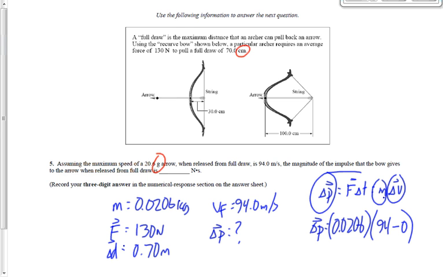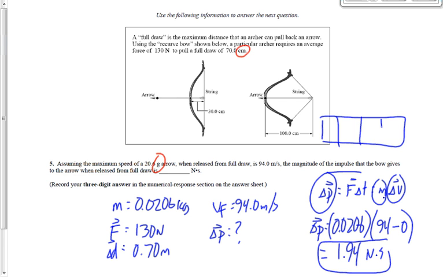Now, it's important that we recognize that that's delta V. In this question, if you just said V and made it 94, you get away with it. But if VI is not 0, then obviously if you forget to include the VI, you're going to make a mistake. 0.0206 times 94 ends up being equal to 1.94 Newton seconds, or you could say 1.94 kilogram meter per second. It would be the same thing. We'd record that on our answer sheet as 1.94 like that. Good?